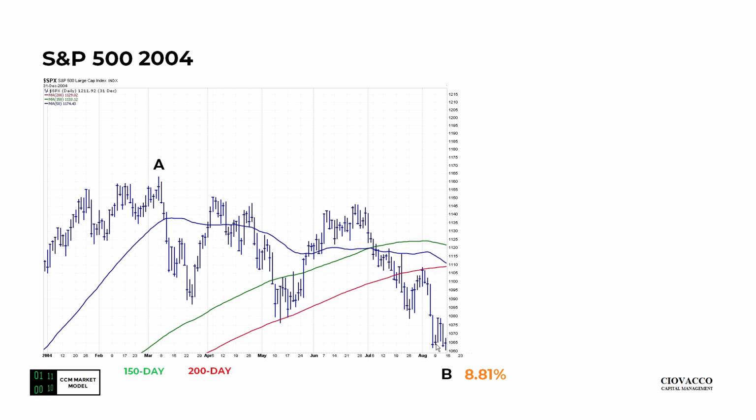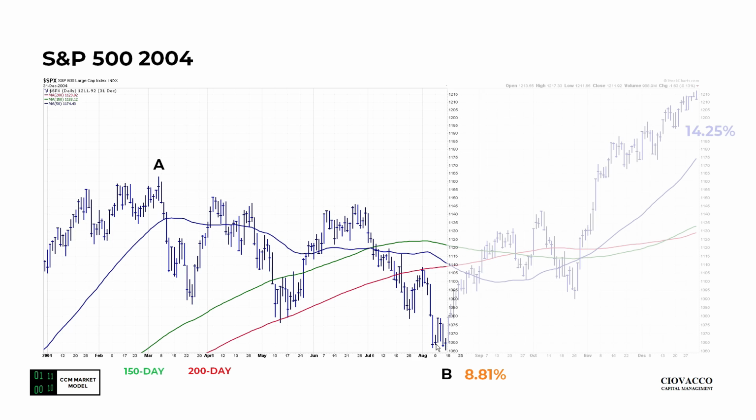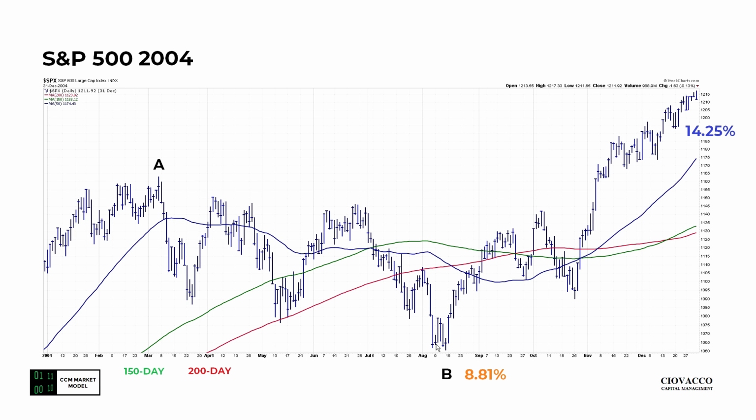But if you got 2-2 bearish here, the rest of the year wasn't a lot of fun for you, because from this low here at point B, the S&P 500 rallied 14.25%, and after all of this mess over here, the annual gain between point A on the left side of the chart and point B on the right side was almost 9%. Why is all of this relevant?